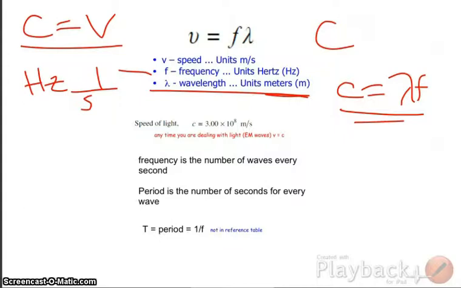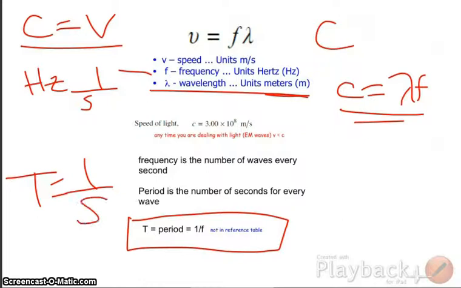Wavelength is the length before the wave starts to repeat. And we'll go over wavelength a little bit more later on. You'll see some nice visuals. Frequency is the number of waves per second. We've already seen frequency, and we've also already seen period. This is the period equation that's not in your reference table. Period is 1/frequency, and period is the number of seconds per wave. So frequency, number of waves per second; period, number of seconds per wave. So they're the inverse.